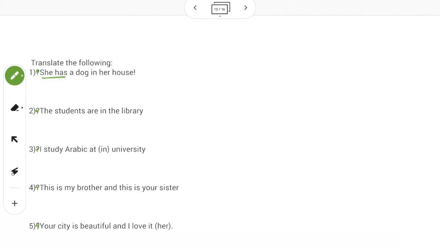Okay. She has a dog. We're going to say the feminine form, عندها, a dog, which means the word doesn't have alif lam because it's a dog: كلب. In: في. Her house. We take the word bait, and what do we do to make it hers? We add that ha alif, baytha.